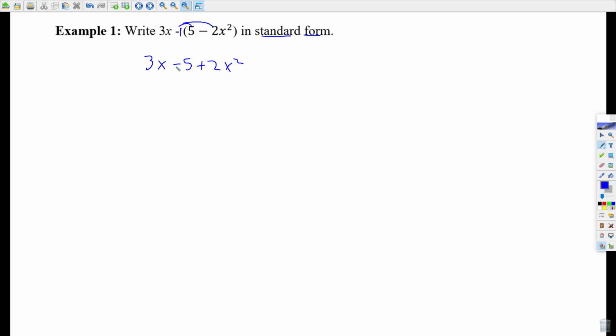So let's do that. I will put the 2x squared first, and then we have to do the 3x next, so it'll be plus 3x because it's positive, and then -5. Now it's in standard form. Not too bad.